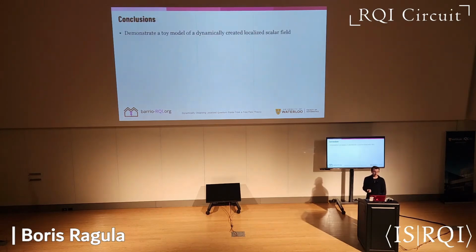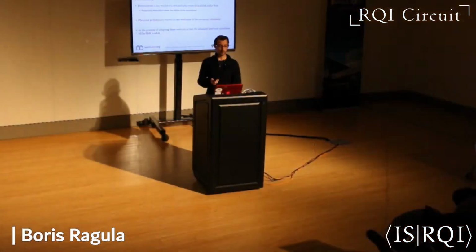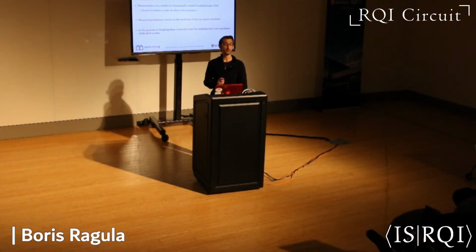So what we've shown now is a toy model for how we can dynamically create a localized scalar field. We have numerical methods to study the effects of these localizations. We've obtained preliminary results on what the evolution looks like and how to obtain the evolution of the two-point correlator. And we're now in the process of adapting these methods to test the adiabatic limits and mixedness of any two field modes. Thank you.